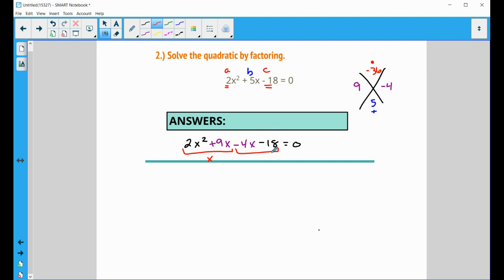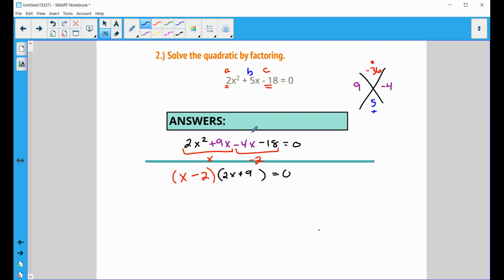In this one, both numbers are divisible by 2, but I'm actually going to say by negative 2 because both these terms are positive. I want to divide by a negative so that the signs will match. So my first factor is my GCF, x and negative 2. My second factor is what I get when I divide both groups by their GCF. So if I do 2x squared divided by x, I'm left with 2x. And if I do 9x divided by x, I'm left with 9.